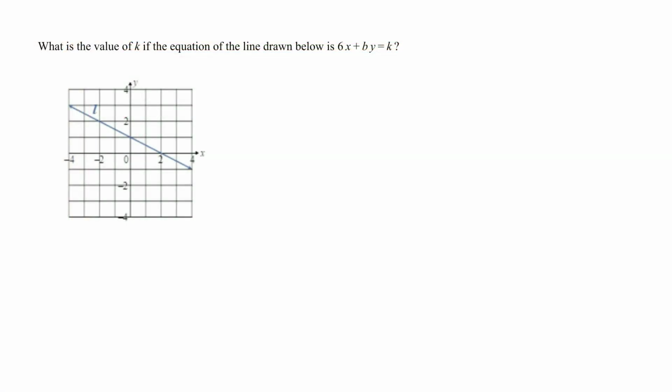Let's take a look at this graph. We have been given a line and its equation in standard form: 6x plus by equals k. Our goal is to find the value of constant k. To solve this, we need to find one point on the line. Looking at the x-axis, the line crosses exactly at the number 2. This is our x-intercept. The coordinates for this point are (2, 0).